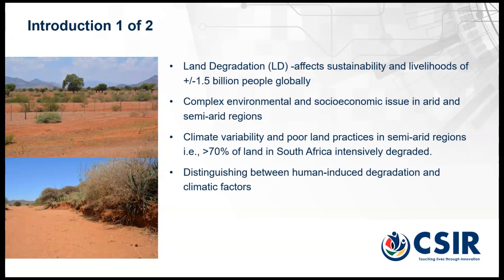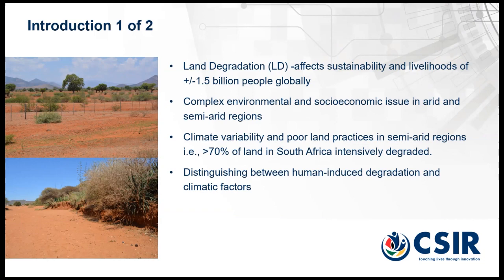So land degradation is one of the major global environmental problems that affects the sustainability and livelihoods of approximately 1.5 billion people globally. Land degradation is a complex environmental and socio-economic issue in arid and semi-arid regions, particularly due to its interdisciplinary nature that includes geographic, social, and ecological aspects. In semi-arid regions, climate variability and poor land use practices have intensively degraded the land such that more than 70% of the land in South Africa is intensively degraded. So distinguishing between human-induced land degradation and climatic factors, and also assessing the effects in arid lands, is crucial to identify appropriate interventions, land management, and restoration.